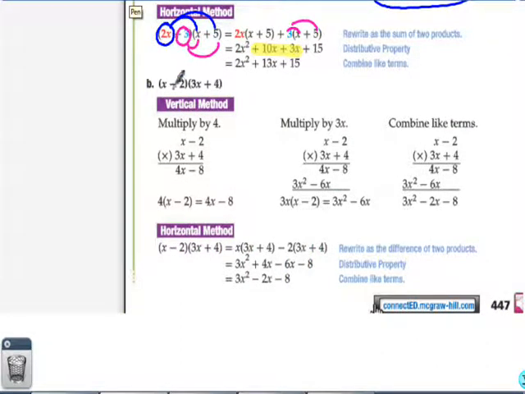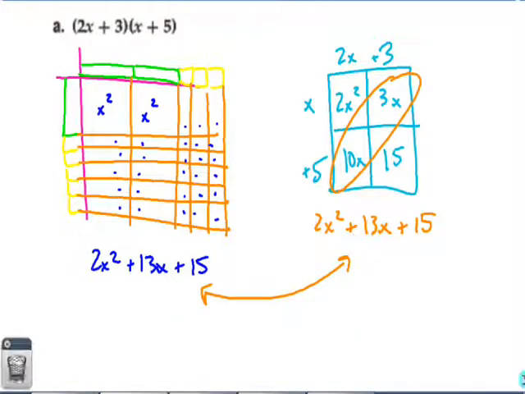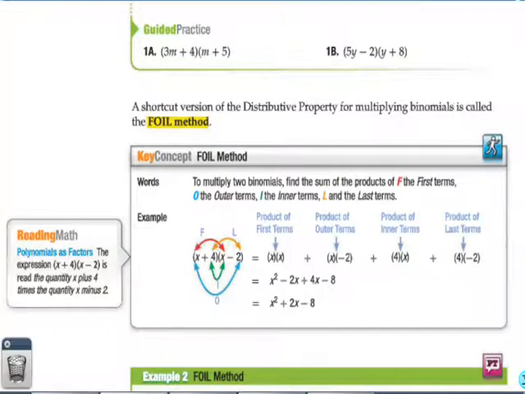All the example B is stressing is sign. Lots of sign error mistakes are made here, so please be careful. Negative times a positive is a negative. Negative times a negative is a positive. And of course, positive times positive is positive. But that's just stressing sign error.